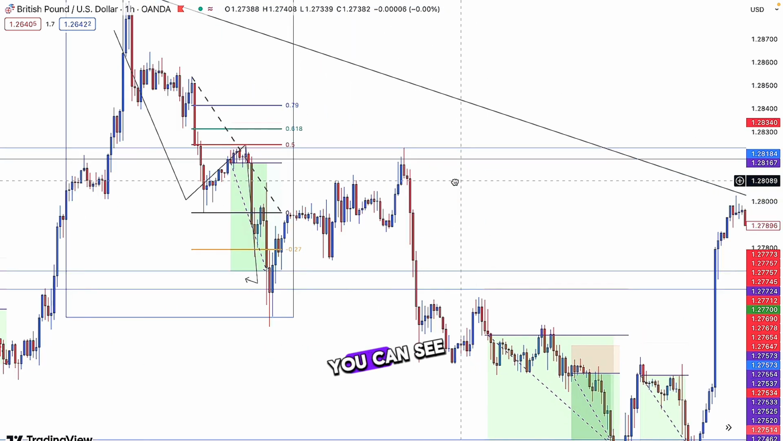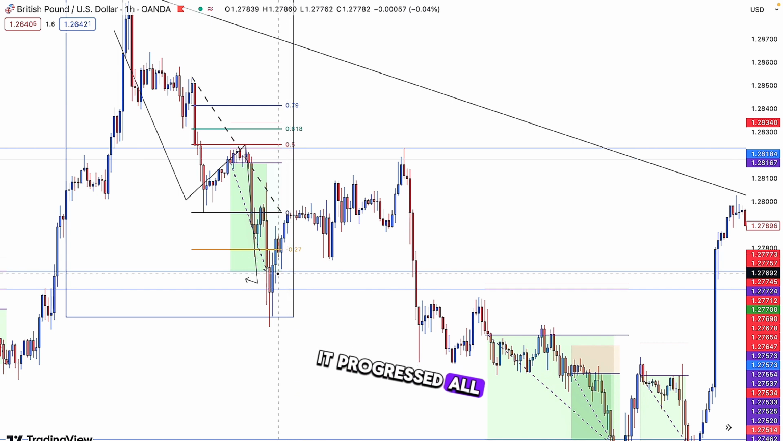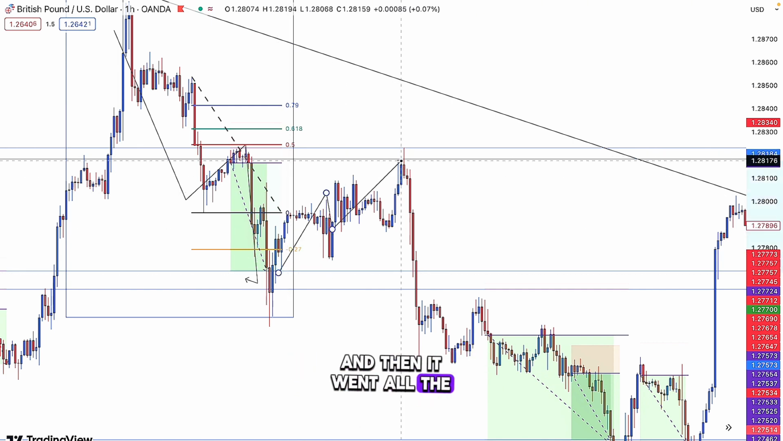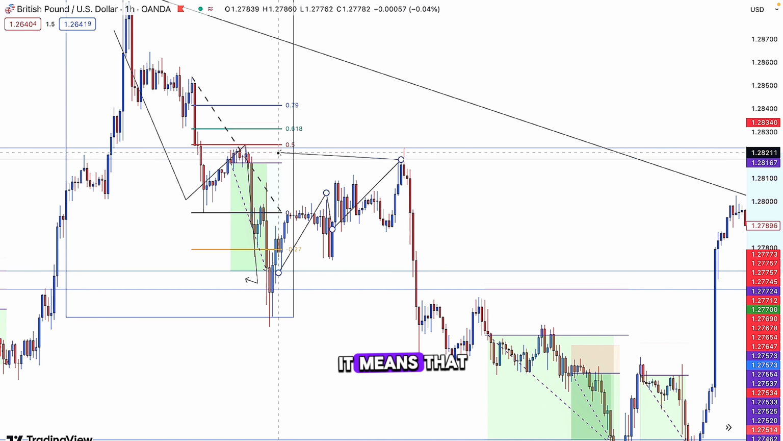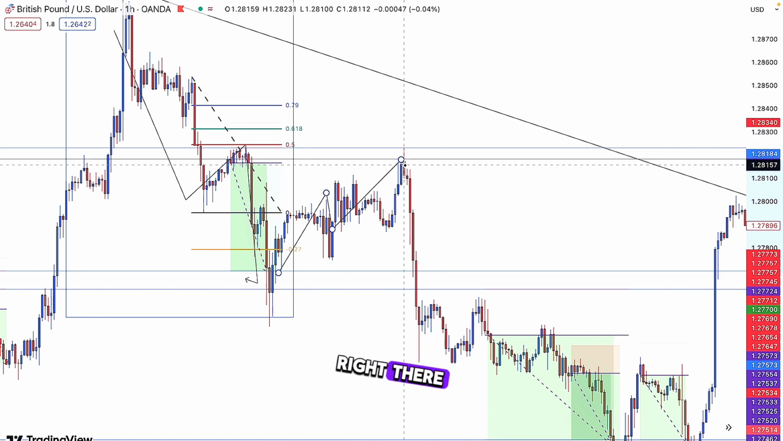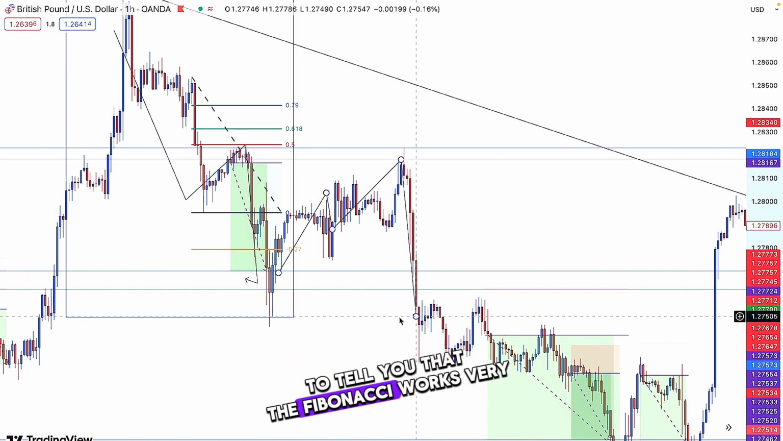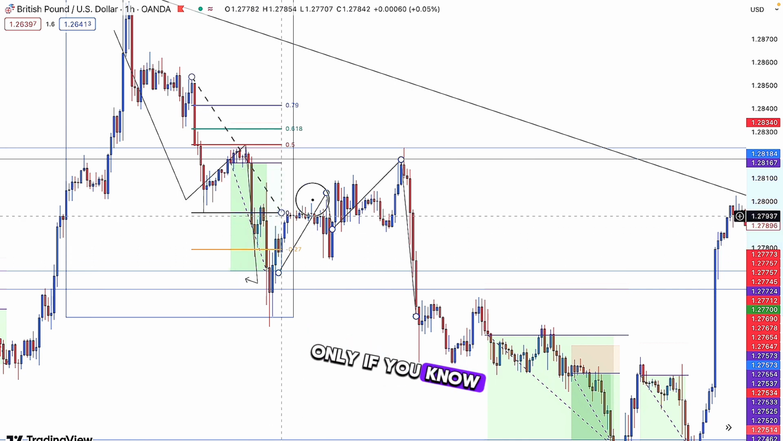Just as seen right here, you can see that the market, after hitting take profit, progressed all the way to the upside after oscillating a bit, and then it went all the way here. Remember, we are still on the same key level. So what does that mean? It means that the Fibonacci still applies to the same key level. Just as seen right there, we got the candlestick, and the next thing, the market tanked, to tell you that the Fibonacci works very well only if you know how to apply it.